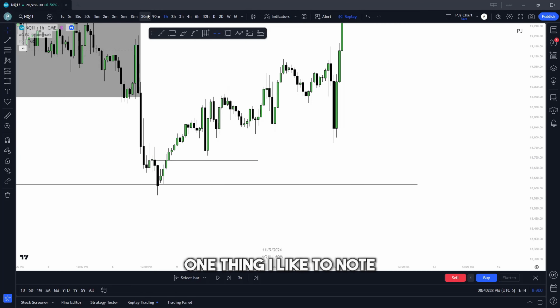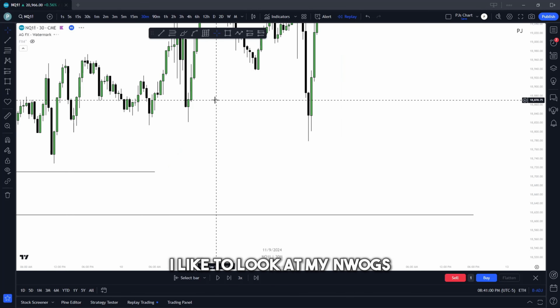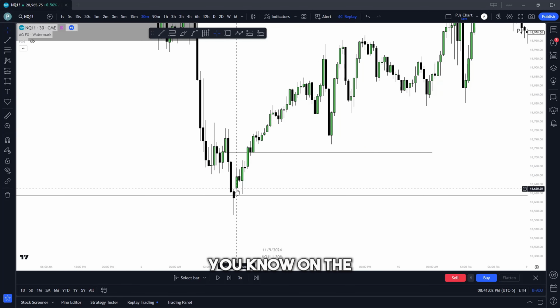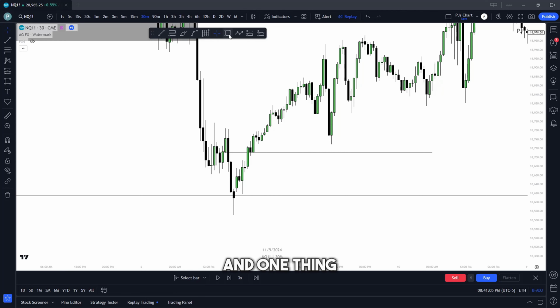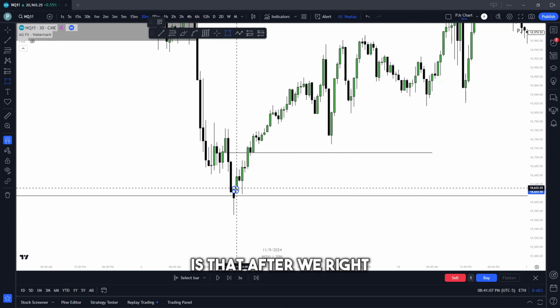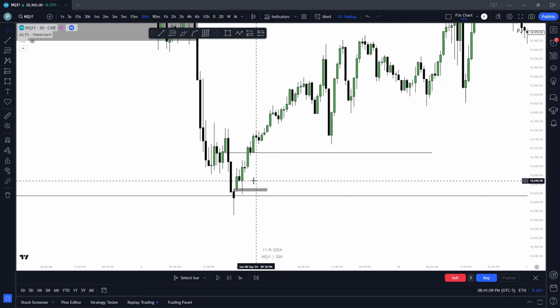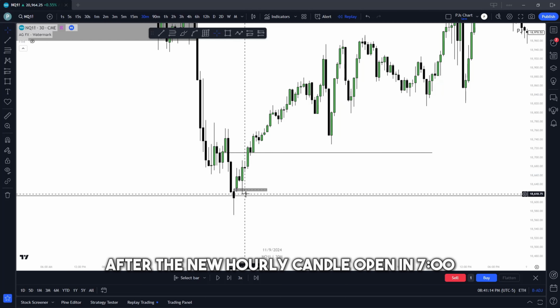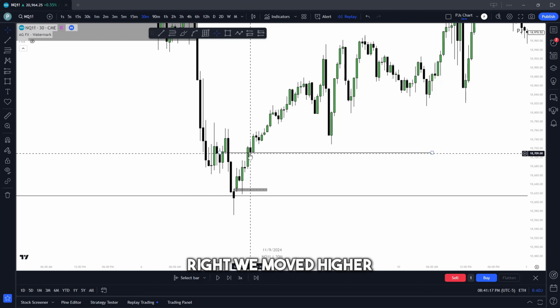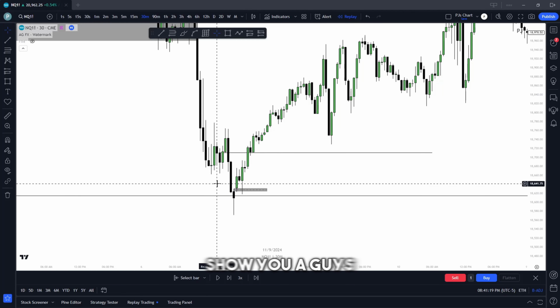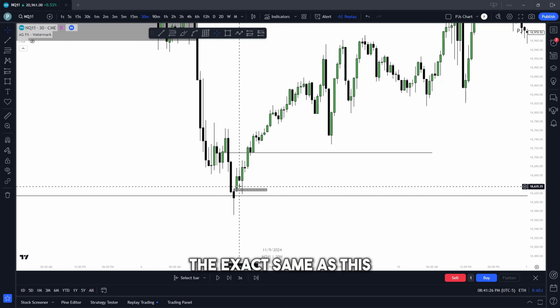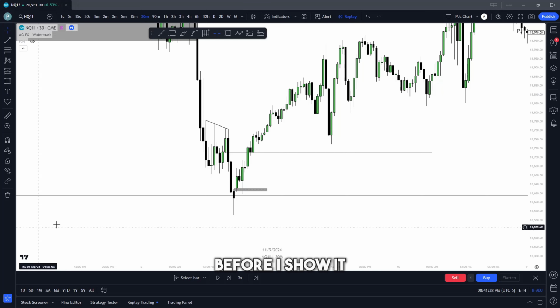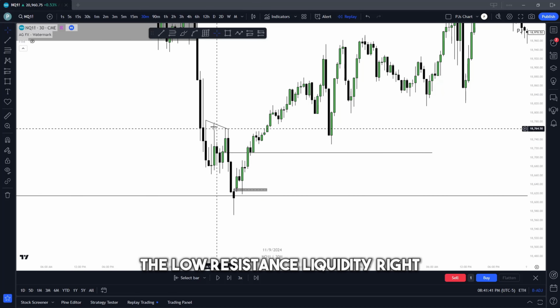And one thing I like to note, I like to look at my inwogs on the 30-minute time frame. And one thing we can see here is that after we created the inwog, what did we do? After the new hourly candle open at 7 o'clock, we moved higher. And honestly, I'm going to cut it right here and show you guys a trade I literally just took like an hour ago, and it's going to look the exact same as this. Before I show it, keep in mind the low resistance liquidity, right?